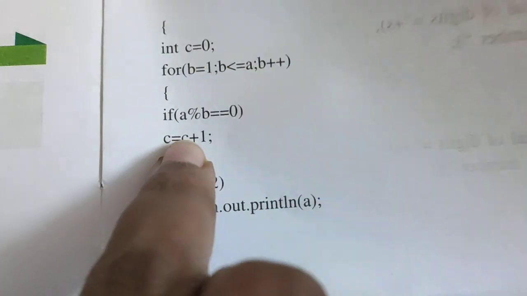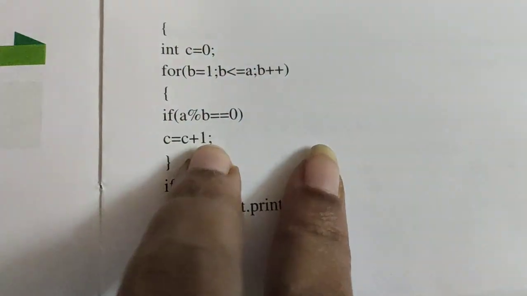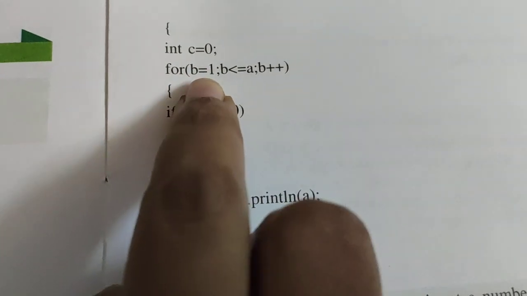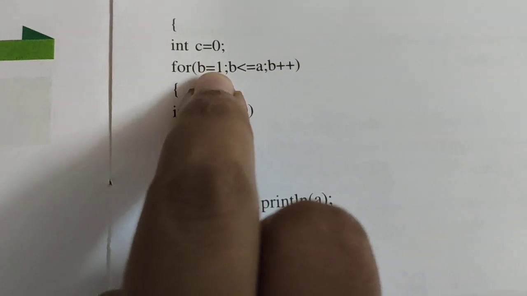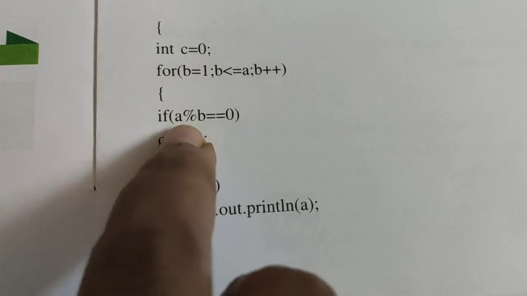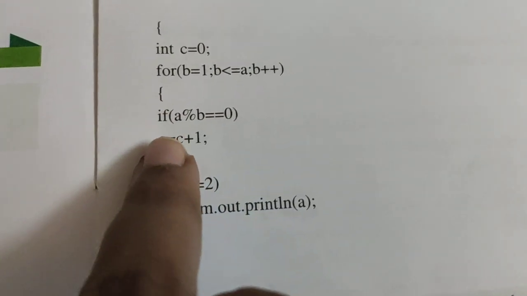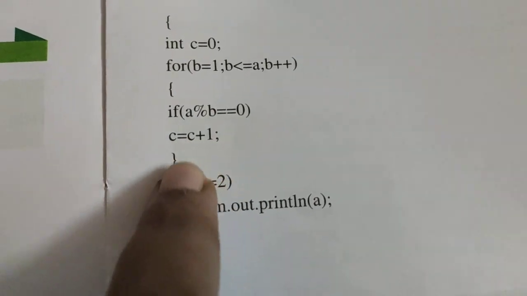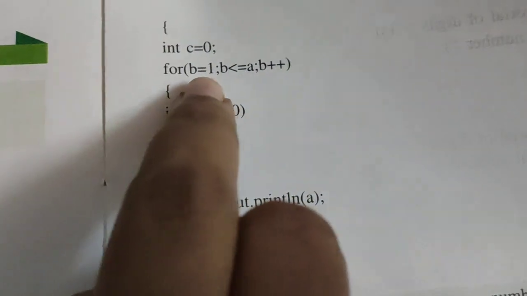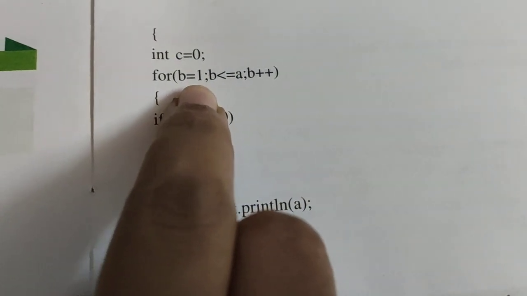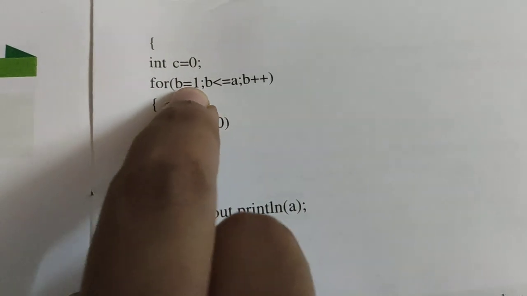So it will not print here. First c will get incremented, and again it will go to the iteration b is equal to 2. Now it will come and check here. 3 by 2 is not divisible, so c value will be 1 itself. Again it will be going there. So b is equal to what? Now it will be 3.